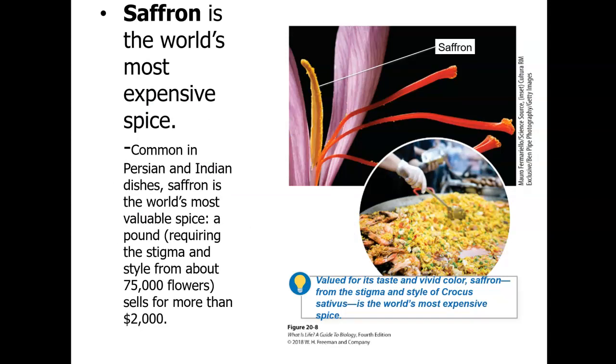Here, just looking at these structures on this flower, this is actually going to be saffron. Saffron is going to be the world's most expensive spice. It's common in Persian and Indian dishes, and it's the world's most valuable spice. A pound is going to require the stigma and style from about 75,000 flowers, and it sells for more than $2,000. It's valued for its taste and vivid color. It comes from the stigma and style of the Crocus sativus, and like we said, it's the world's most expensive spice.